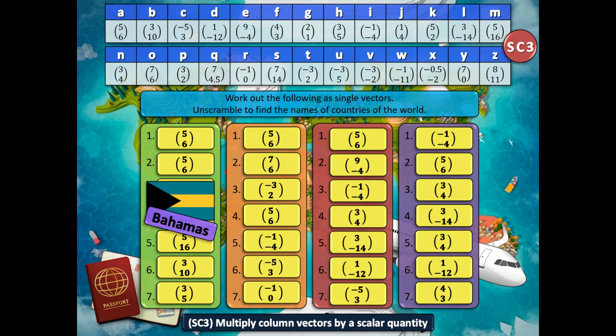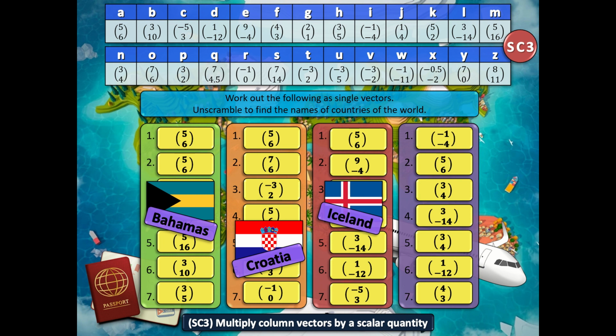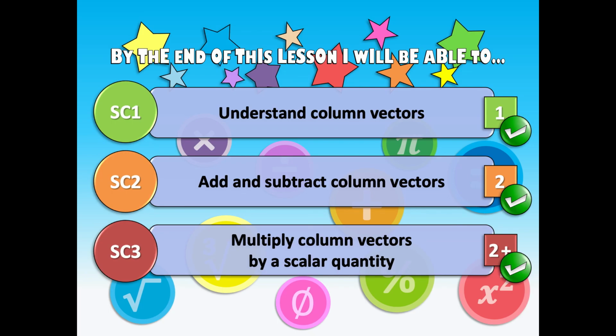The greens made Bahamas. The ambers made Croatia. The reds made Iceland. And the purples made Finland. And now we've completed success criteria 3.